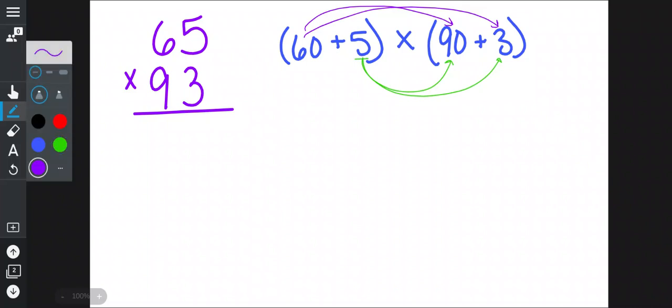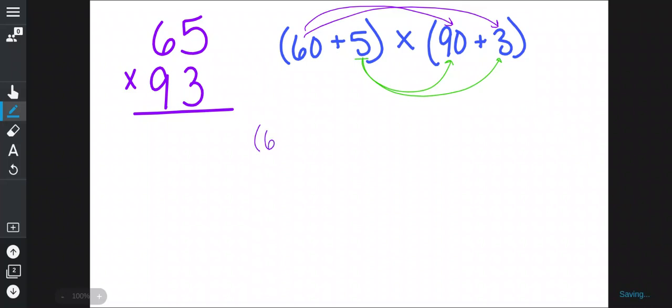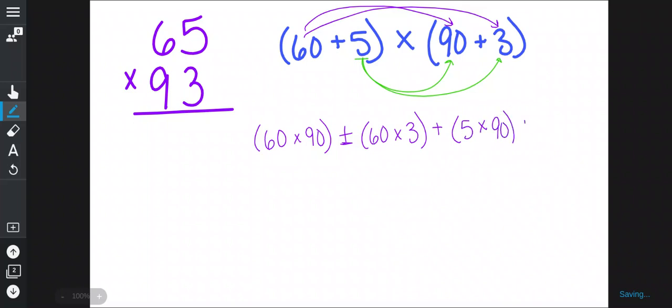Switch colors again. So my first parenthesis, 60 times 90. Your first one should always be your two tens place digits, your two double digits. Remember, you're going to add them. You're not multiplying the parentheses together, you're adding them. And now 60 again, but this time it's with the ones place. And add again. Now I'm going to move over to my 5, and that's going to go with my 90. And then, like I said before, your last parenthesis is always your ones in your ones place.